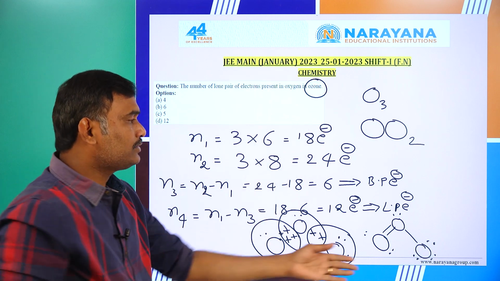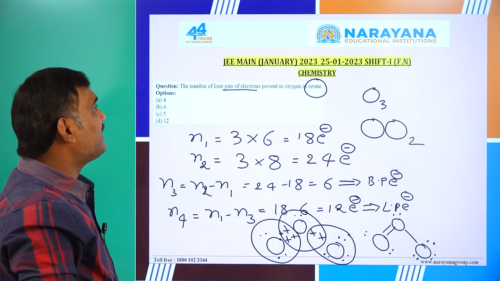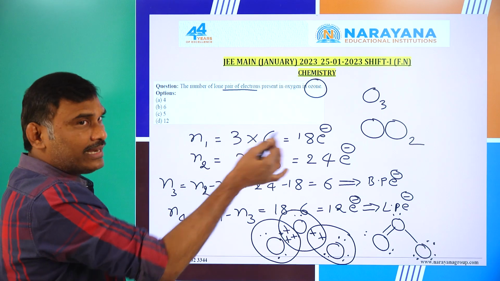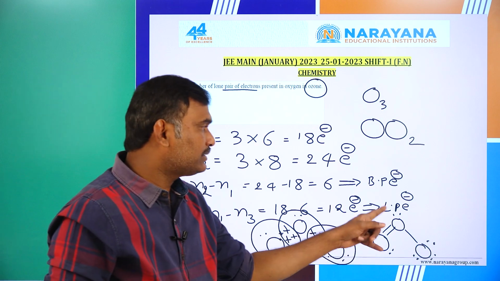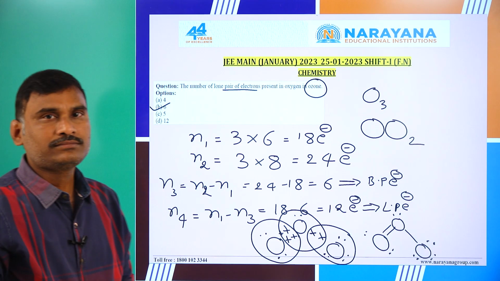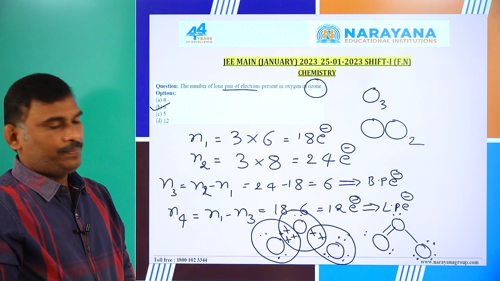In this way, we can write Lewis dot structures for a given unknown molecule, but here the molecule is ozone. So, what is the number of lone pairs of electrons? It is 6 lone pairs: 1, 2, 3, 4, 5, 6. That is the number of lone pairs in ozone.